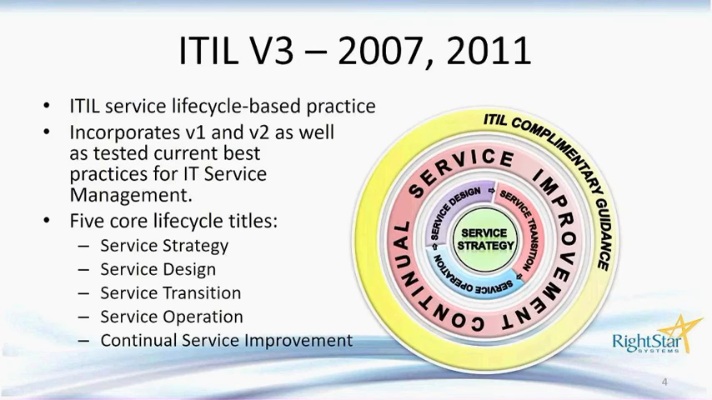There have been several updates to this latest version, but it still is essentially these 5 core lifecycle titles, starting with service strategy. It builds upon what we learned and discussed as part of versions 1 and 2, but it takes it into a more holistic approach, starting with service strategy in the center. This is the axis of the life cycle. You start with a strategy. From the strategy, the idea is that you will build a set of requirements that you can then pass off to the next phase of the life cycle, which is service design.